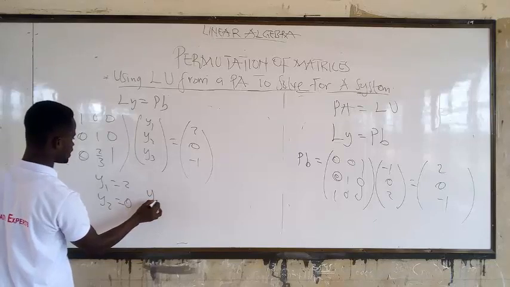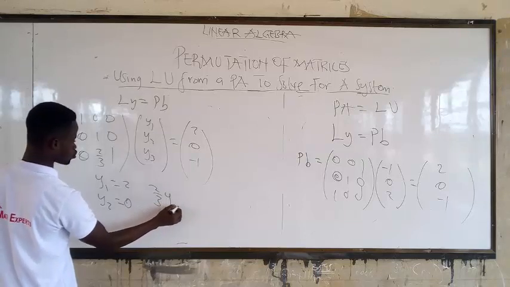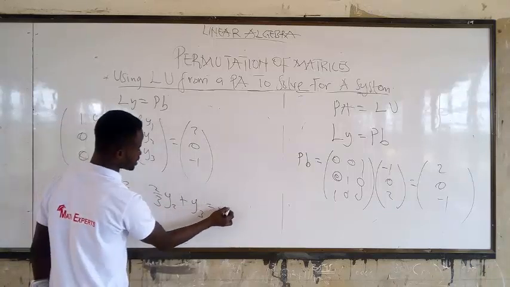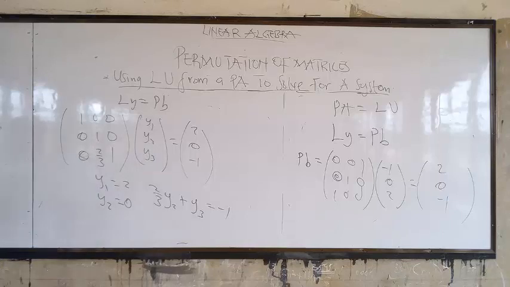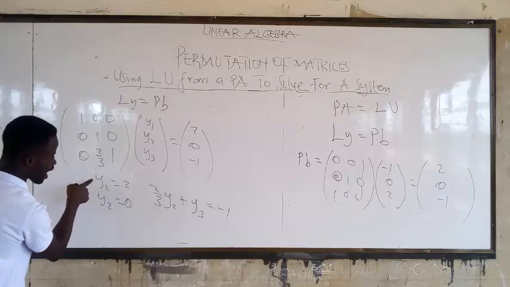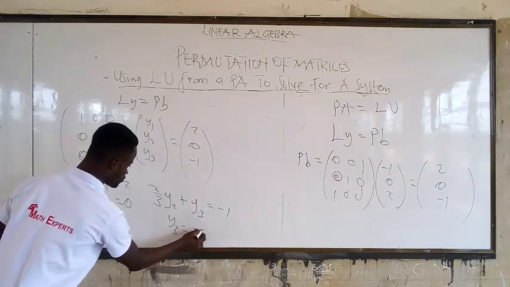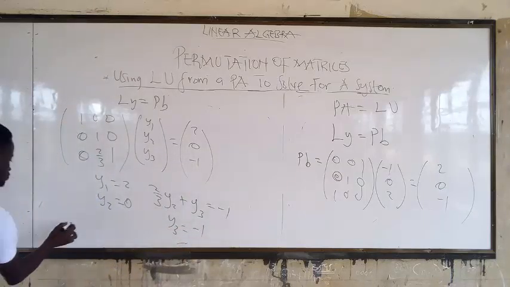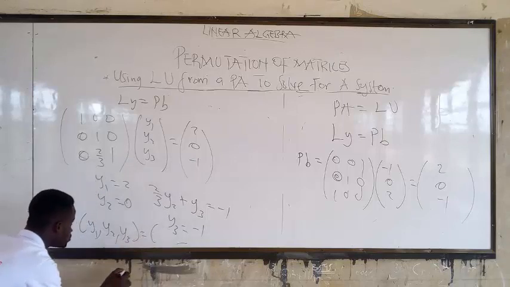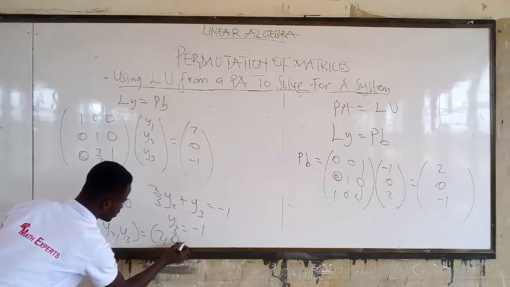And 2 over 3 Y2, good, plus Y3 here is equal to this negative 1. I hope you can see that. Good. And when you do that, since you have Y2, put it here. So Y3 will be equal to negative 1. Beautiful. Therefore, Y1, Y2, Y3 is equal to 2, 0, negative 1.